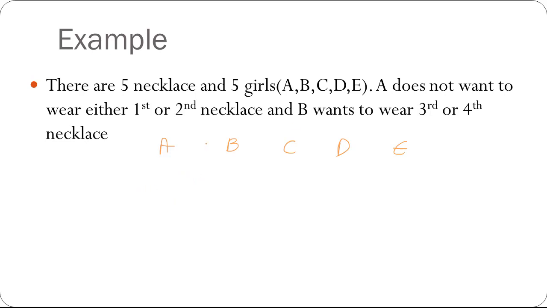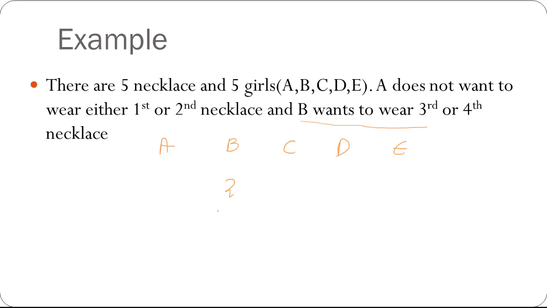Okay. So as I said, whenever there are conditions, we first satisfy the positive condition and then the negative one. So the positive condition here is that B wants to wear the third or the fourth necklace, right? That's the positive condition. So basically, B can choose the necklaces in 2 ways. B can either wear the third necklace or the fourth necklace. So there are 2 ways for B.